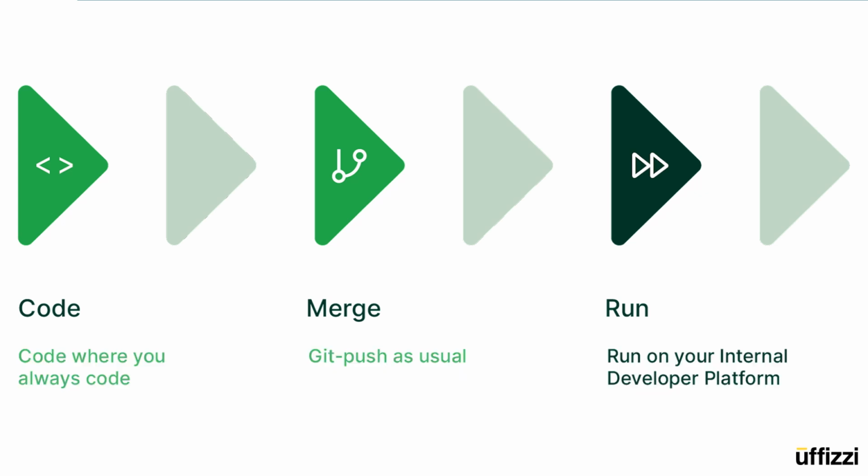IDPs to the rescue. An IDP not only supports the run stage, freeing developers from the ops burden, but also supports the code and merge stages. It provides technical documentation, templates, CI/CD pipelines, roles and permissions, and other essential tools. This comprehensive support streamlines the entire development process, enabling developers to focus on writing code and delivering high-quality applications.